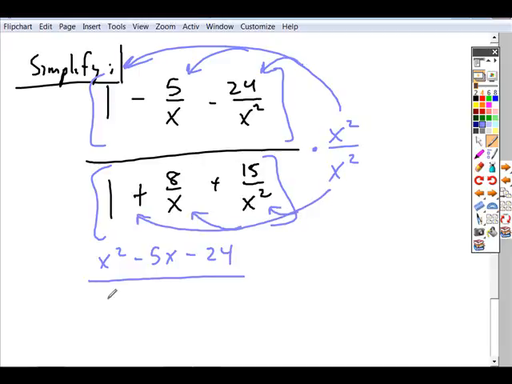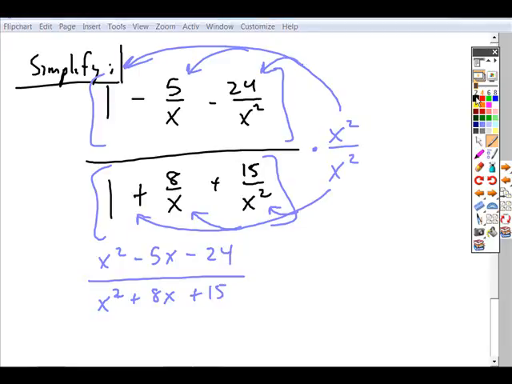So 1 times x squared gives us x squared. 8 over x times x squared gives us 8x. And then finally, 15 over x squared times x squared gives us 15. Okay, so we've now eliminated our fractions. We've simplified what we're working on, and now it just becomes this simplified problem.